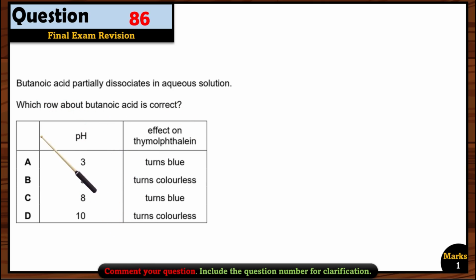First, the pH. We'll look at the pH of the butanoic acid. It should be lower than 7. So it means A or B option can be right. 3 option is also right. 5 option is also right because it's for the weak acid.